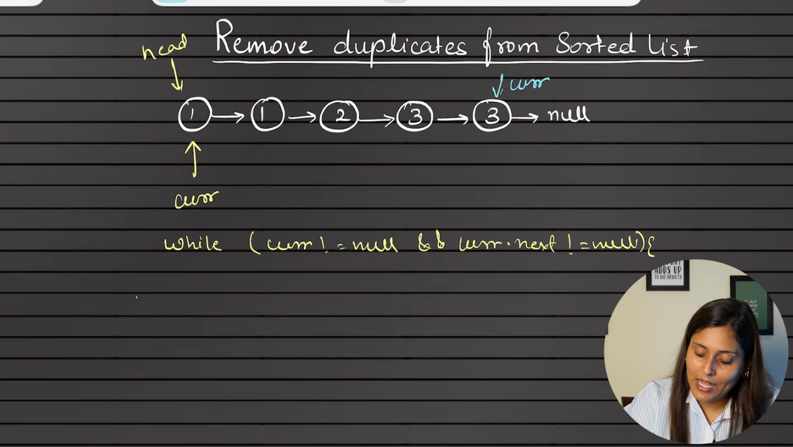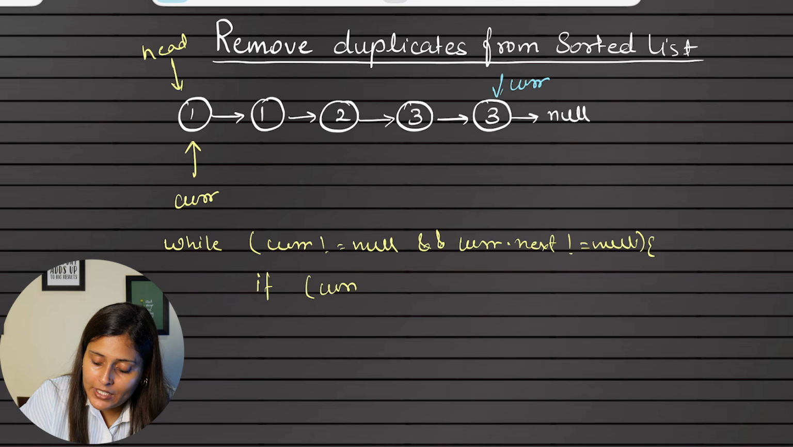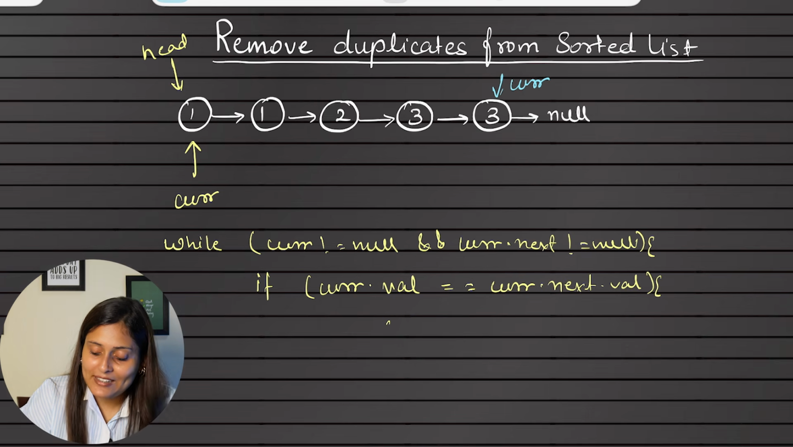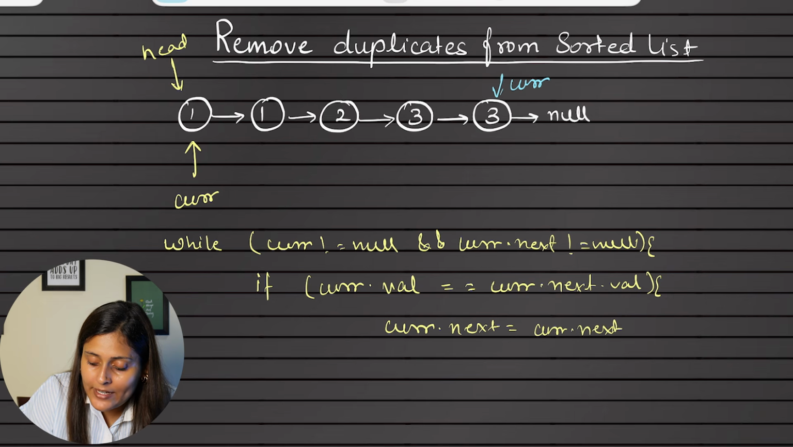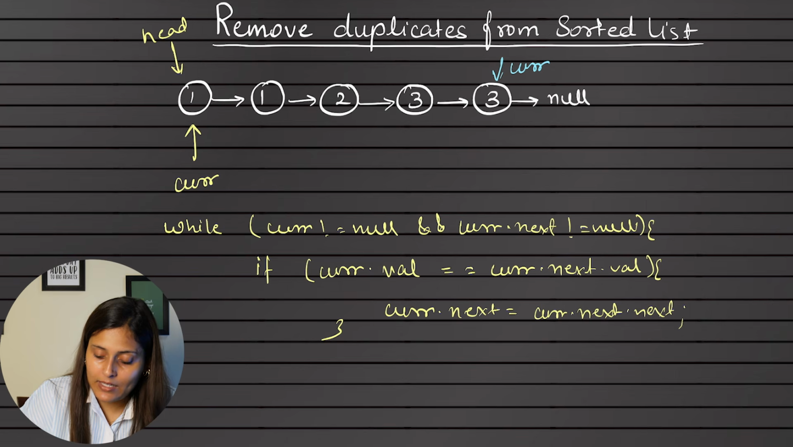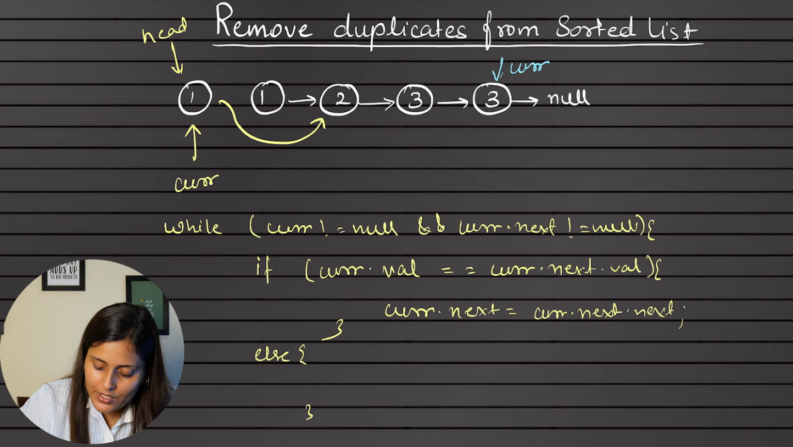So what we have to do? If our current dot value equals current dot next dot value, if they are same, then we just have to connect current dot next to current dot next dot next. So can I say this will get connected with this, correct? So we will write the if condition.